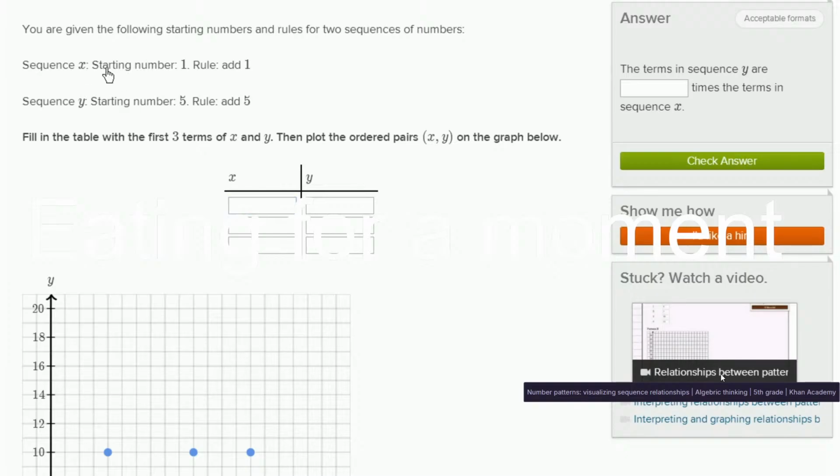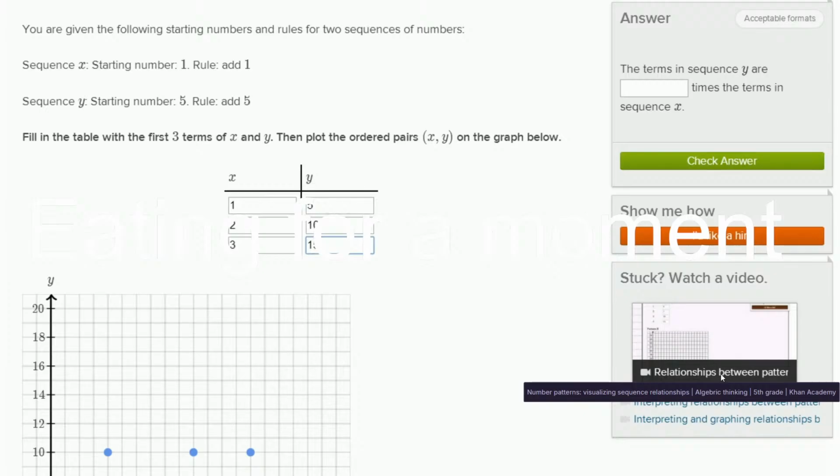So let's see, sequence X. They say the starting number should be 1. So the starting number is 1, and then the rule, to get to the next number, you just add 1. So 1 plus 1 is 2. 2 plus 1 is 3. Fairly straightforward. Now let's look at sequence Y. They're saying the starting number should be 5. And then the rule is to get the next term, we just add 5. So 5 plus 5 is 10. 10 plus 5 is 15.